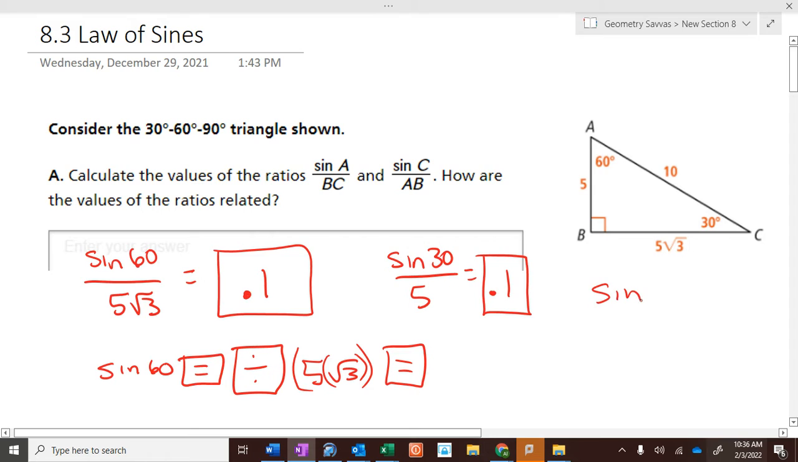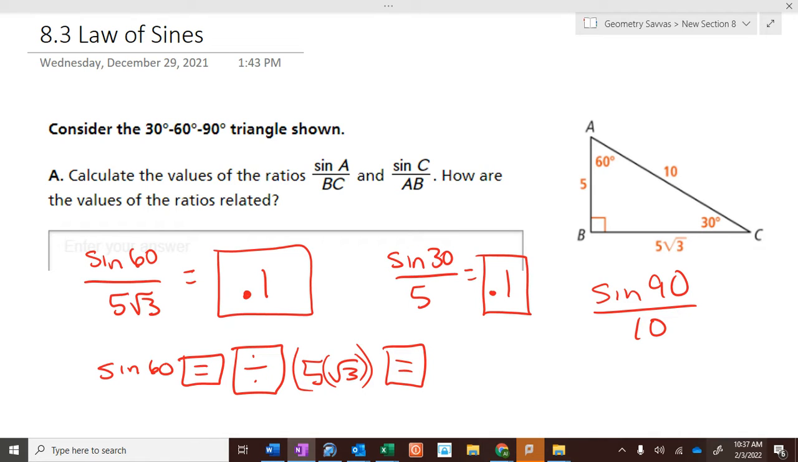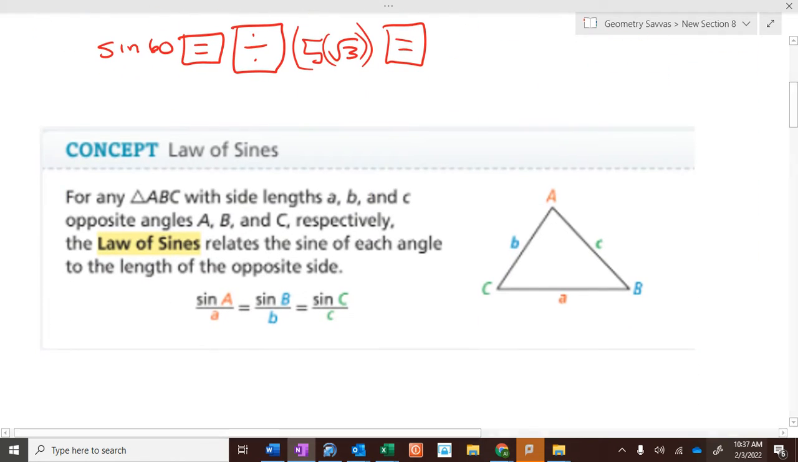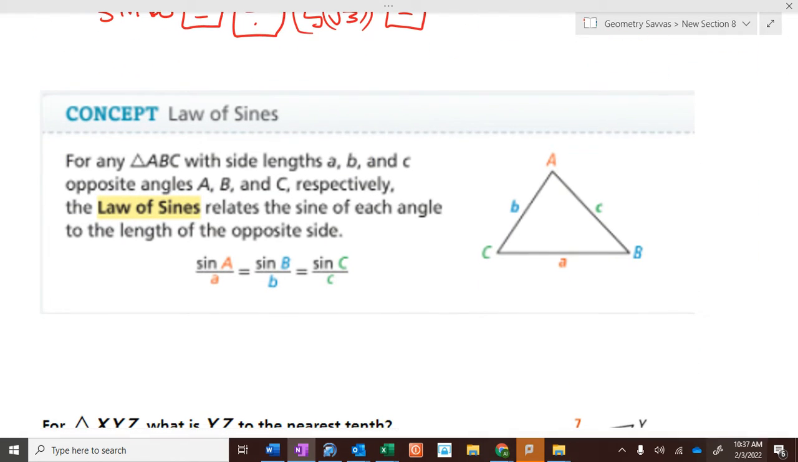What about the sine of 90 over 10? What's that? 0.1. They're all the same thing. So the sine of an angle over its opposite side should equal the sine of an angle over its opposite side, which is the law of sines.